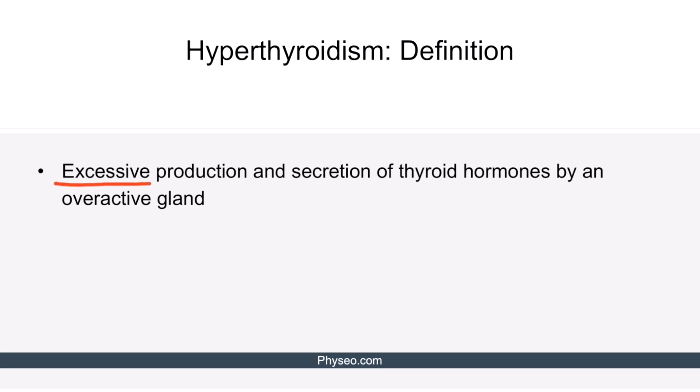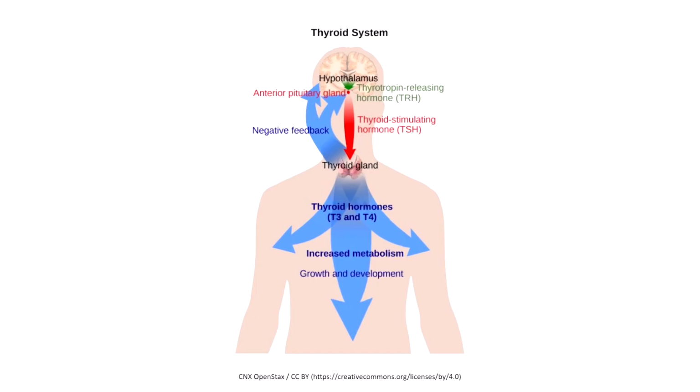Hyperthyroidism is defined as excessive production and secretion of thyroid hormones by an overactive gland. To expand on it further, let's address the pathophysiology of hyperthyroidism. In hyperthyroidism, the thyroid gland secretes large quantities of triiodothyronine T3 and thyroxine T4 due to inflammation or stimulation by antibodies.